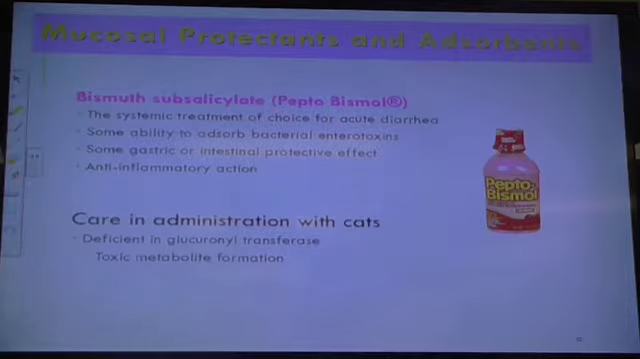The last one is not related to GI motility, but is a mucosal protectant and absorbent. We're going to talk about it in the third part of GI drugs. We use it a lot for acute mild diarrhea in small animals, which is bismuth subsalicylate, or as we know it, Pepto-Bismol.